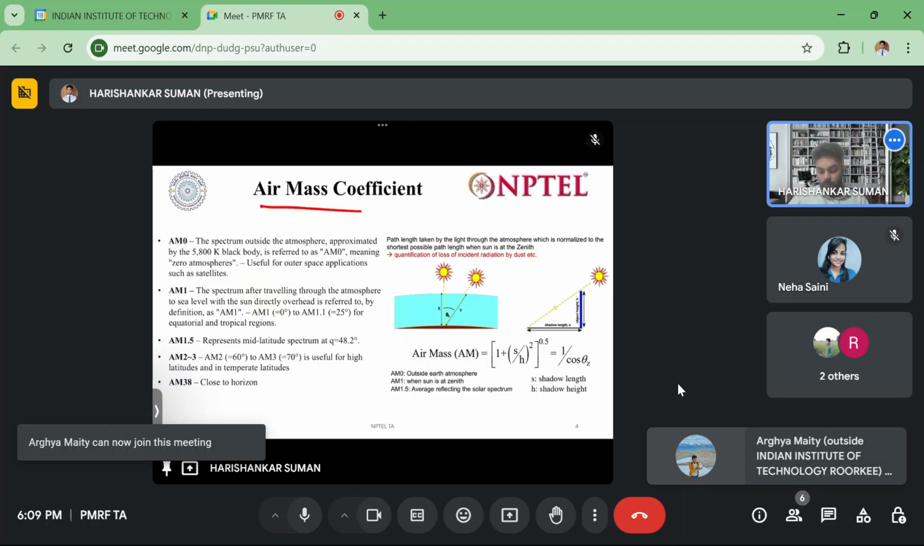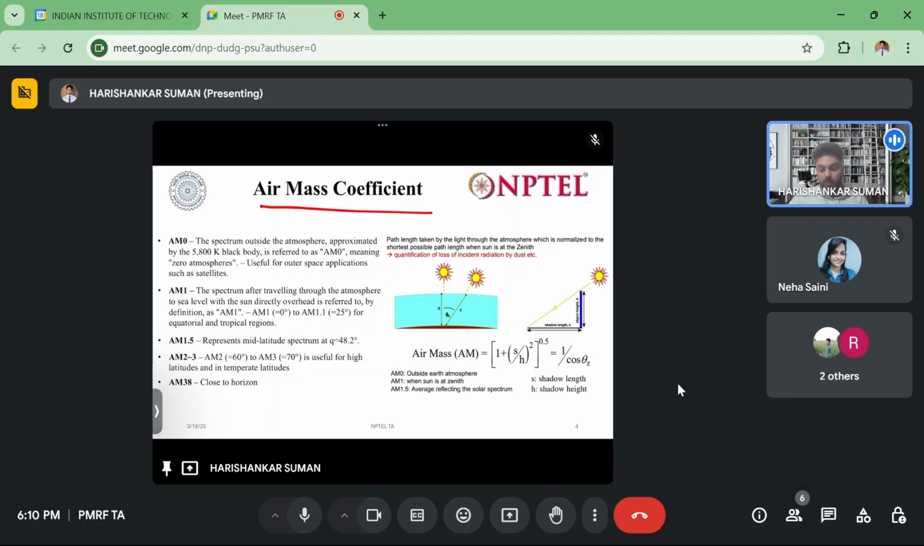next we have discussed the air mass coefficient. What it is: we can see the shadow length and the object length with respect to the sun giving the shadow length. So air mass coefficient is defined as 1 upon cosine z. So cosine z we can calculate here by the triangle rule.